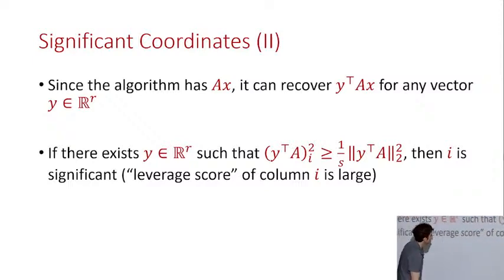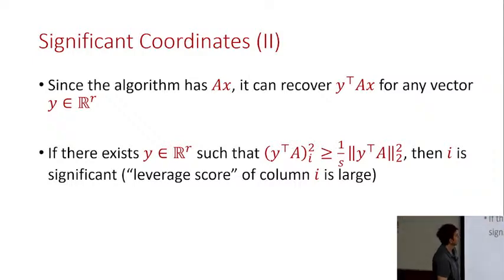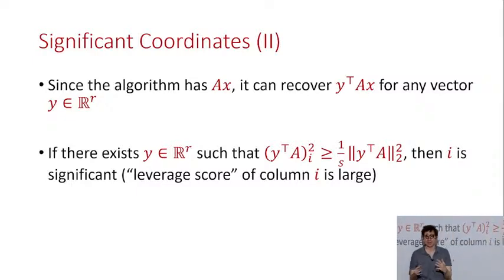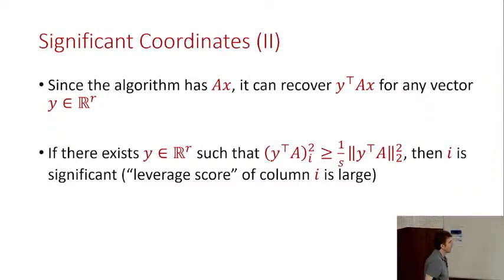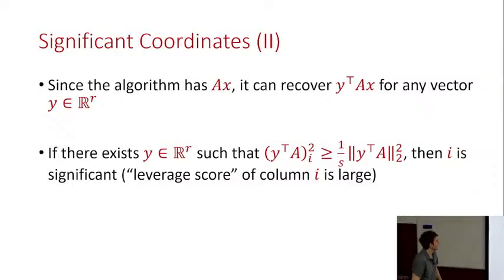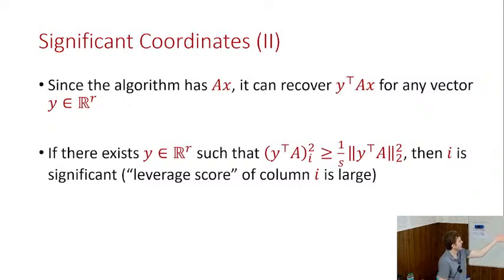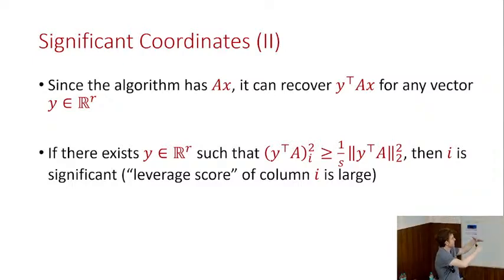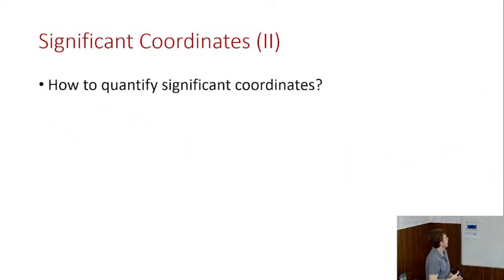You should think of s as being something like the actual sketch size, so maybe something like polylog n. So it's saying that I don't need a standard unit vector. Instead, I just need to contribute a 1 over s fraction of the norm of a row, for example. That's what it would say if y transpose is just choosing a row. But in general, I can take any combination in the row span.